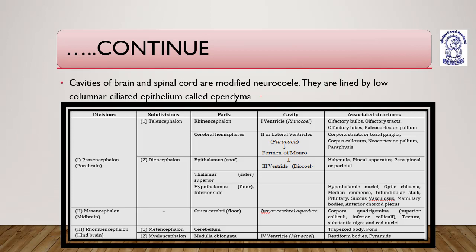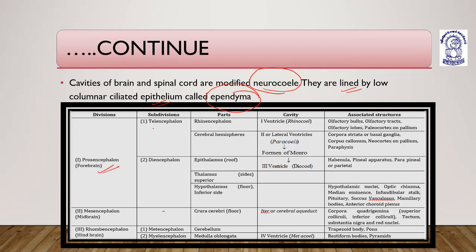Cavities of brain and spinal cord are modified neurocele. They are lined by low columnar ciliated epithelium called ependyma.